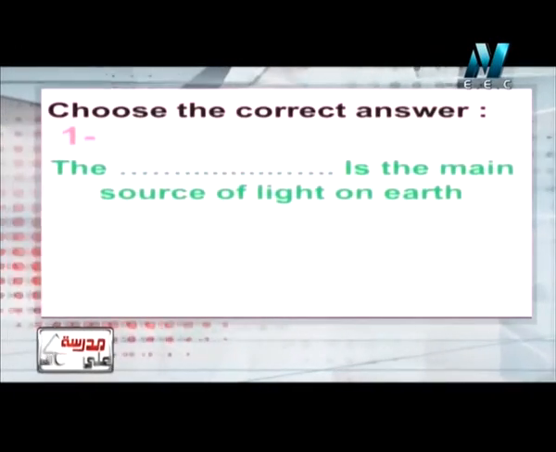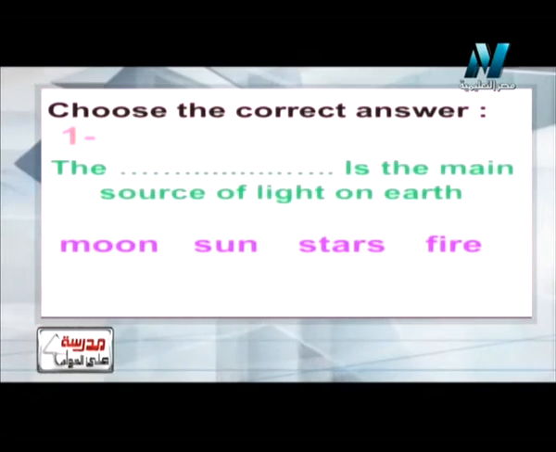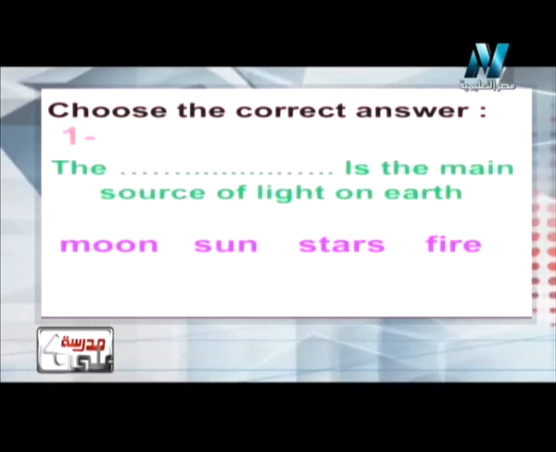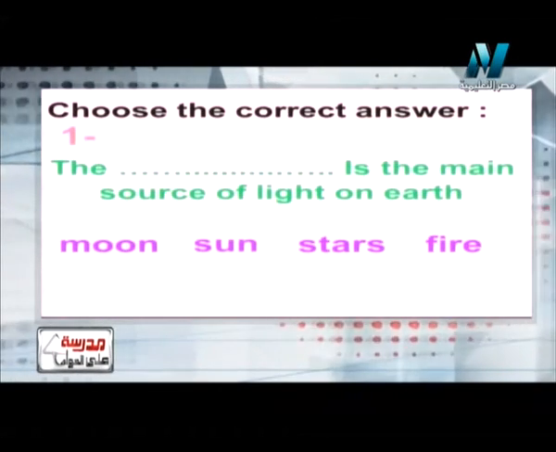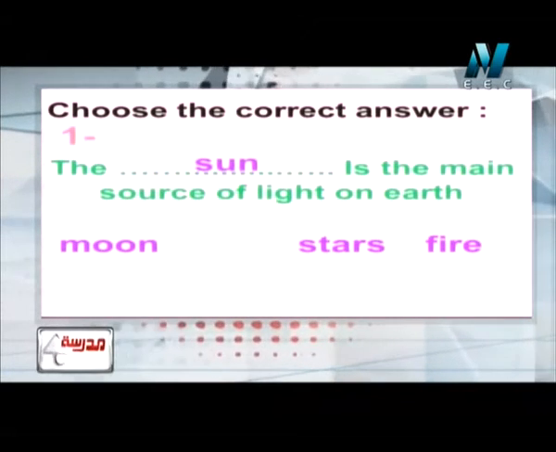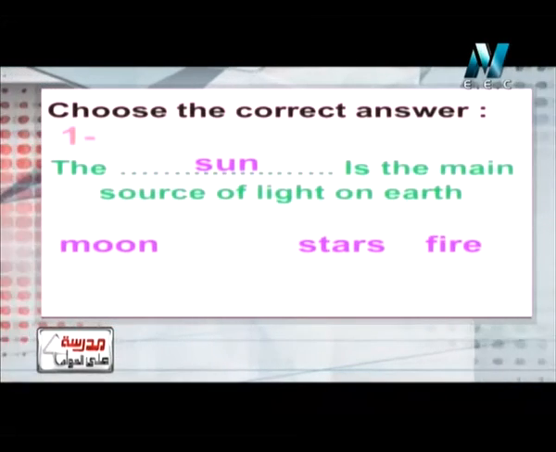Okay, again, please read all the choices in this question because maybe one or two or three or all of them are right in some cases. So let's start with our first question. The question says that blank is the main source of light on the earth: moon, sun, stars, fire. The answer will be sun. The sun is the main source of light on the earth.